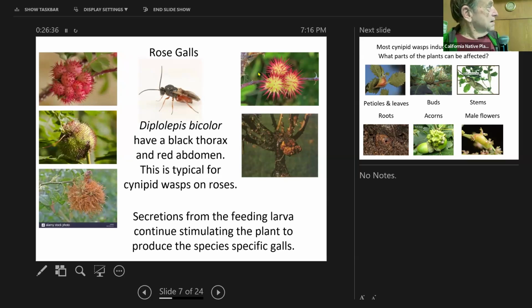Beautiful little critters. A lot of times when people hear the word wasp, they get all paranoid because wasps and bees and ants can sting. But in the case of these gall makers, the stinger is really an ovipositor. It's just an egg laying thing. So none of them are going to give you any problems.